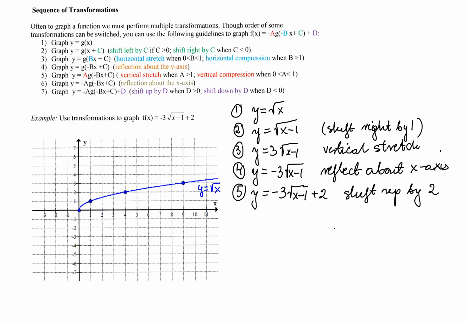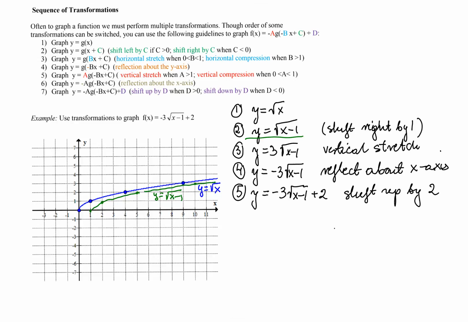Now, next, we'll graph the function square root of x minus 1. It means we shift that graph to the right by 1. Every point is moving to the right by 1. So it is horizontal shift. The x coordinate is increased by 1, y coordinates stay the same. And this is my green graph. This is the graph of function square root of x minus 1.